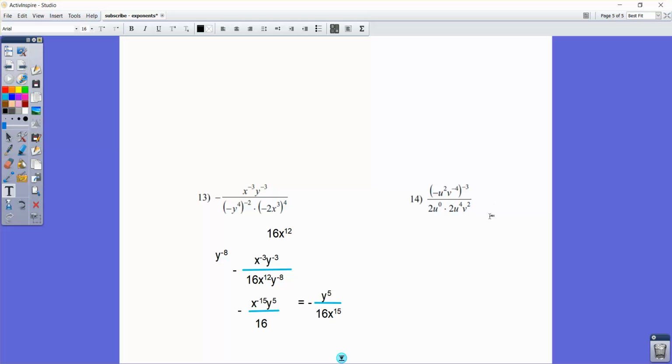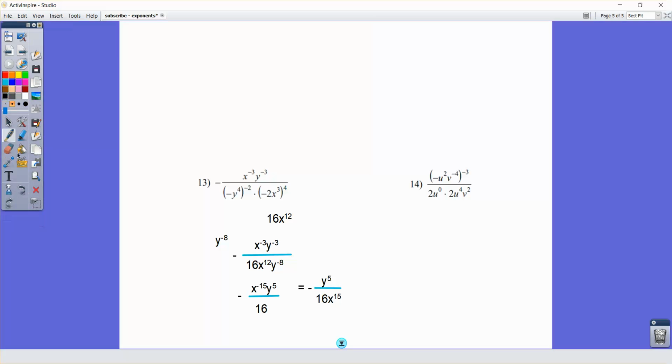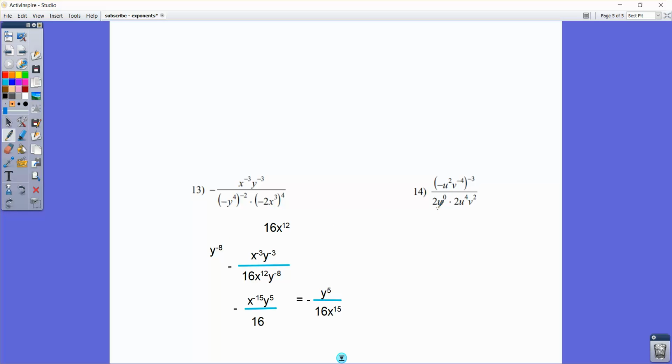Now we have one more to go, and it's this one right here. Just like before, we have some repeated bases, we have some repeated exponents, we have some simplification that we can do right away. U to the 0th is 1, so we can just cross that out, right? Because we have a 2 on the outside, so it's 2. And it's 2 times 2, so that's going to be 4. And then we also have u to the 4th, v to the 2nd on the bottom.